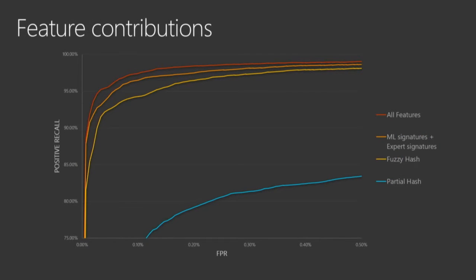We also wanted to see the importance or the impact of features. The contribution here is the importance of the features. If we use all the features, we get the best result, as you can see in the red line at the top. Right after that, we have the ML signatures and researcher signatures. After that, we have features based on fuzzy hash, and at the far end, features based on the partial hash.